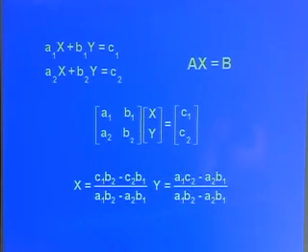We know how to solve these two equations from our school days algebra. One can very easily obtain x is equal to (c1 b2 minus c2 b1) divided by (a1 b2 minus a2 b1), while y can be simplified as (a1 c2 minus a2 c1) divided by (a1 b2 minus a2 b1).